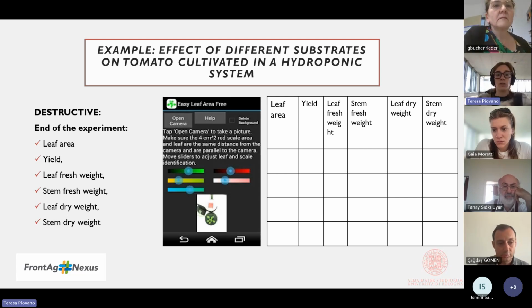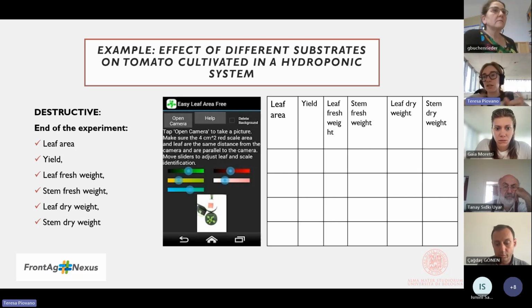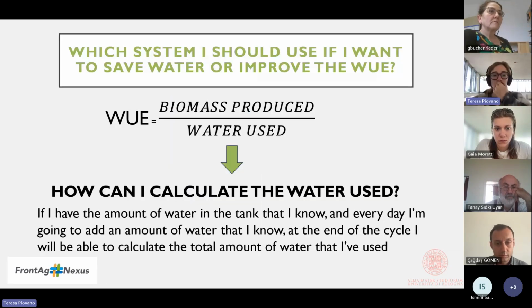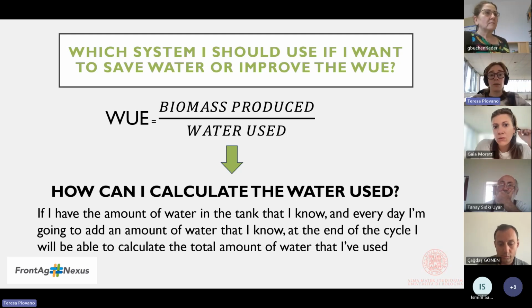And we have the screenshot of Easy Leaf Area, that is a really simple tool, an application for the smartphone that can be used to measure the leaf area. Another parameter linked to the sustainability that can be measured, for example, during our experiment, is the water use efficiency. So how sustainable is my system, how much water I'm using. This can be easily calculated through the ratio between the biomass produced, so the yield produced, and the water used.